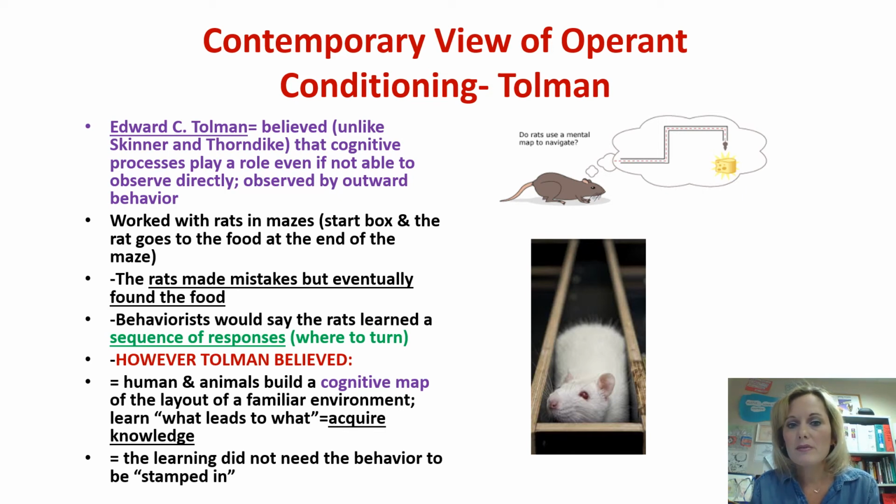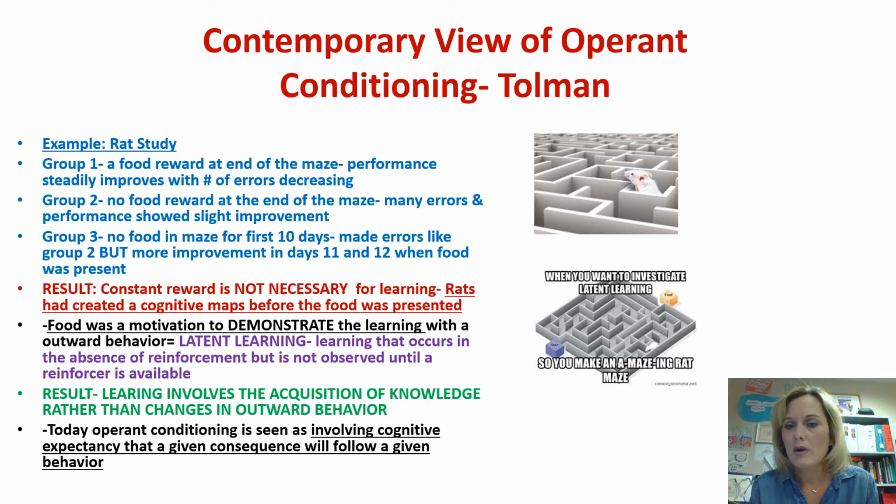And he said the rats made a lot of mistakes and eventually got to the food, which true behaviorists would talk about as a sequence of responses: turning here, not getting anything, and then eventually getting the food. But Tolman believed that people acquired knowledge and that they created a cognitive map, and that learning didn't have to be stamped in in order for you to develop that acquired knowledge.